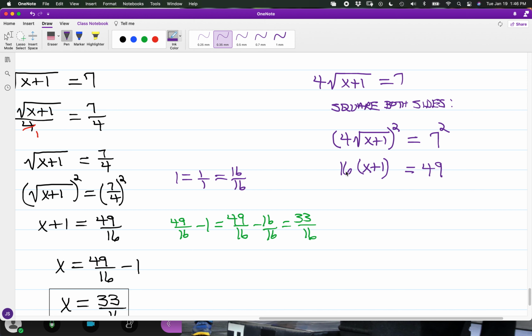So 4 squared is 16, and the square root of x plus 1 squared is x plus 1. Now the result here is not going to be 16x plus 1. It'll be 16 times the quantity of x plus 1. So this will be 16x plus 16 is equal to 49.